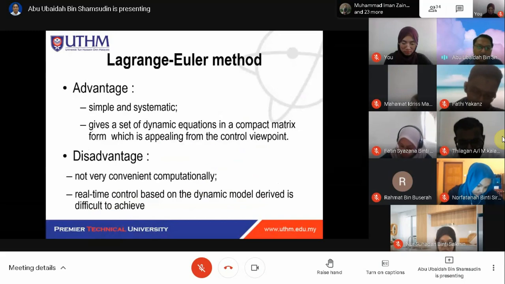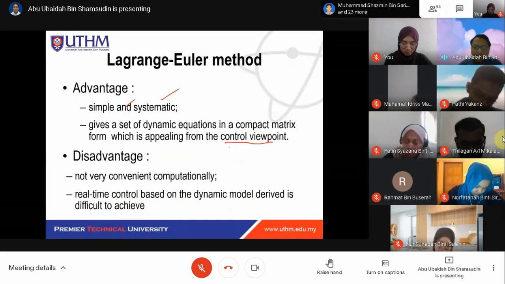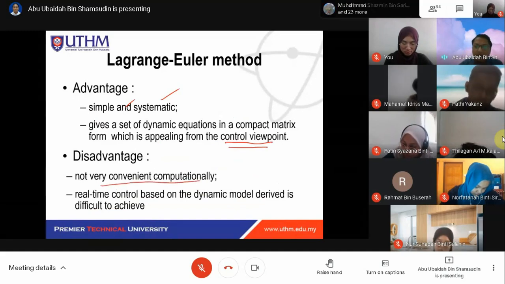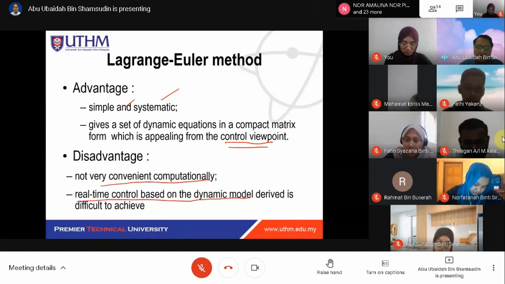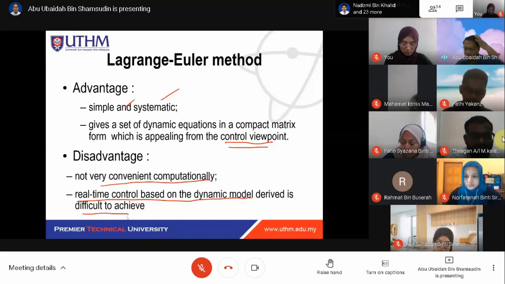Lagrange, it is simple to calculate. It is systematic, with a compact matrix, which is good for control. It is not very convenient for computation. It is hard to have real-time dynamic control, okay, because of the very complex mathematics. So it is hard. Okay.